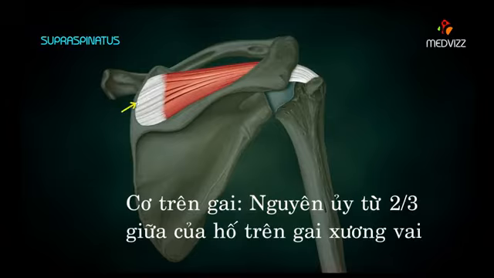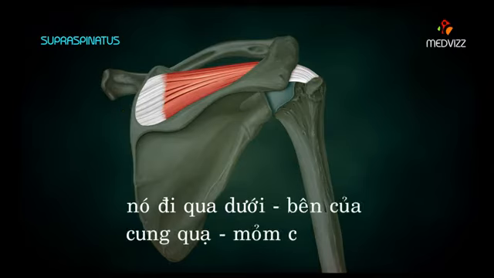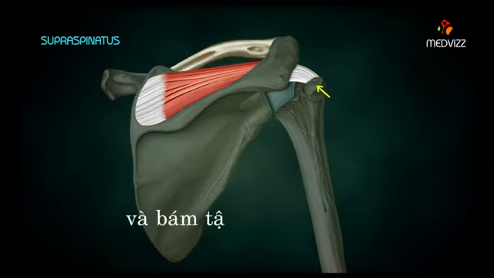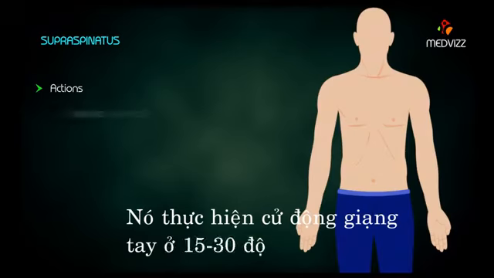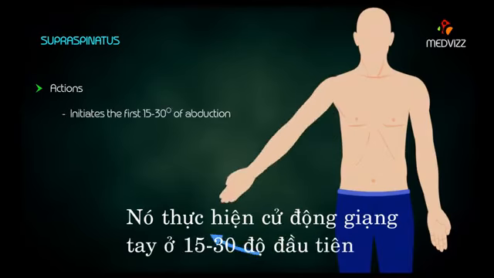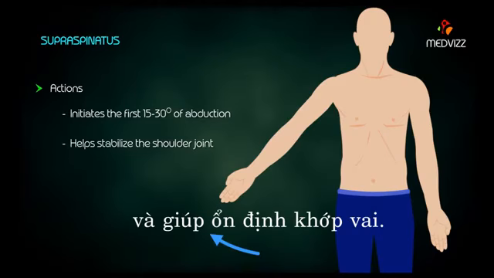Supraspinatus. It originates at the medial two-thirds of the supraspinous fossa of the scapula. It passes laterally beneath the coracoacromial arch and inserts into the upper part of the greater tubercle of the humerus. Its actions are: it initiates the first 15 to 30 degrees of abduction and helps stabilize the shoulder joint.